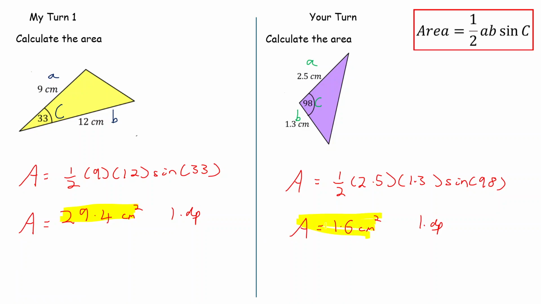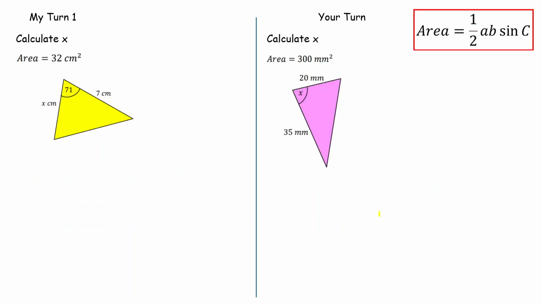What I've got now is two more questions that are slightly different. On the first one they give you the area and you want to find the missing side length, which is x. And on the second, they give you the area, but they want you to find the missing angle this time. So it's still using the formula, but just rearranging a little bit at the end.